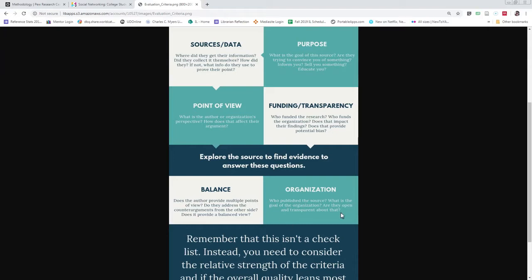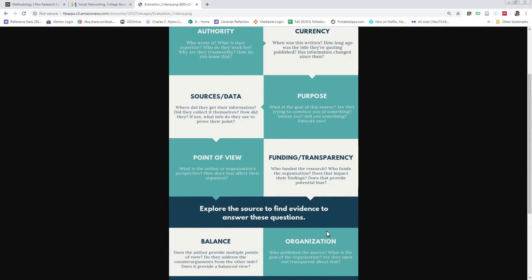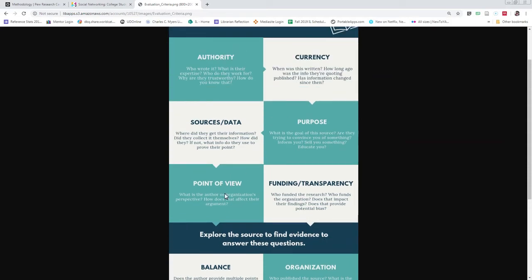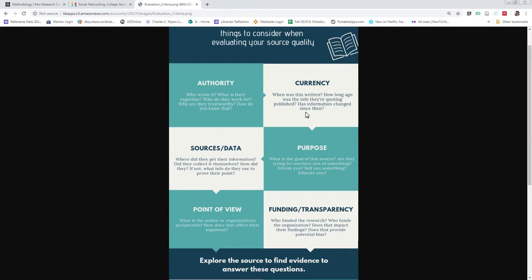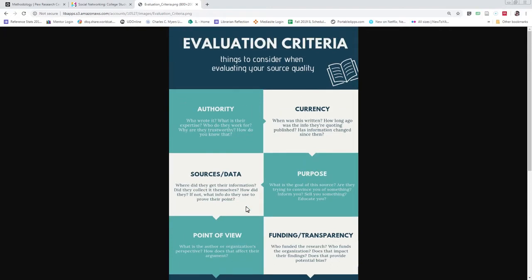So to me, I feel pretty confident in asking and answering these questions, saying, I know where they got their stuff from. I understand what their purpose is. They're very clear about their point of view. I know that this information is really current, and I could actually look at the 2019 data if I really wanted to. I feel pretty confident about this website.